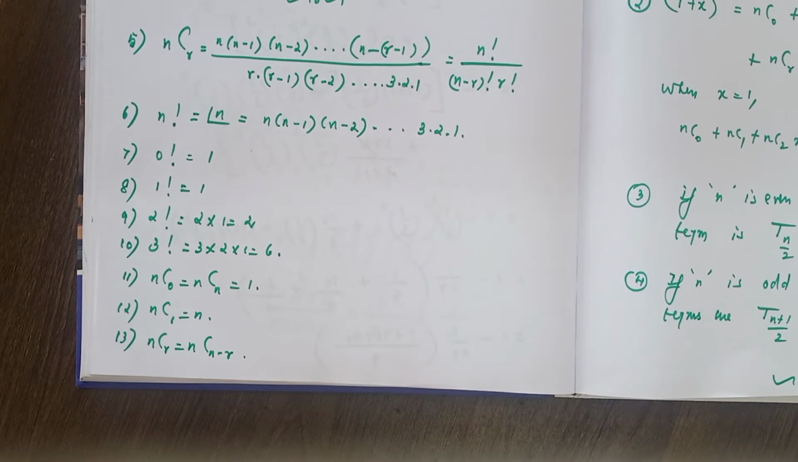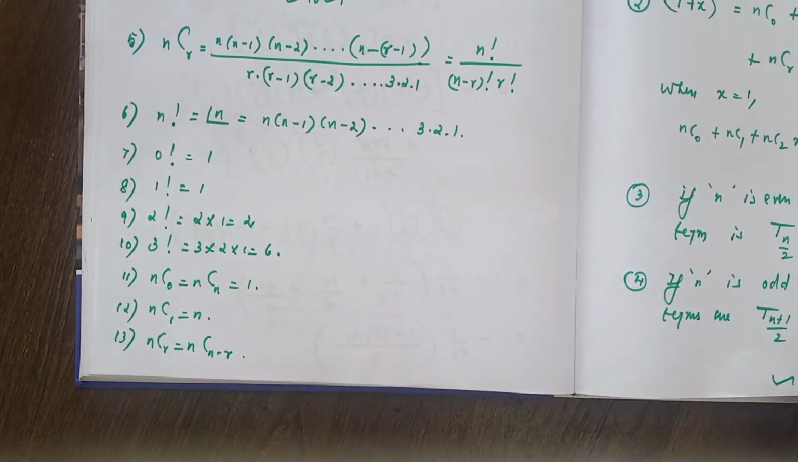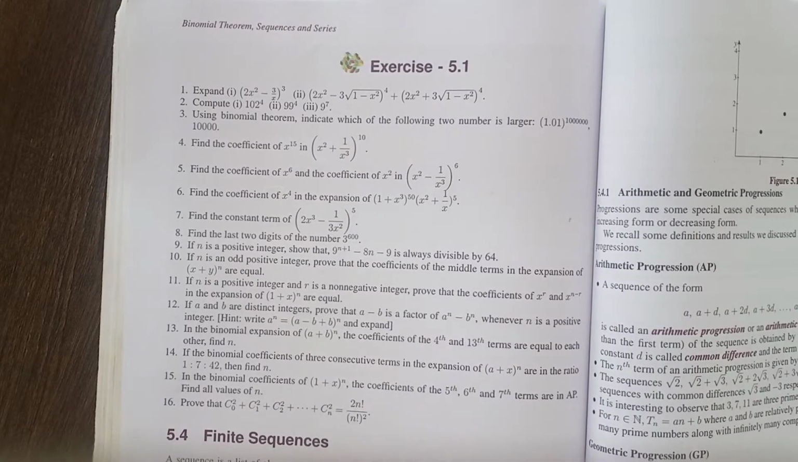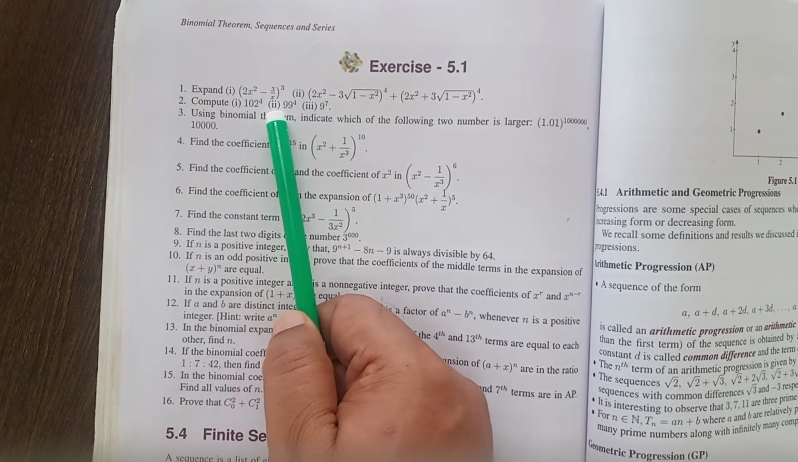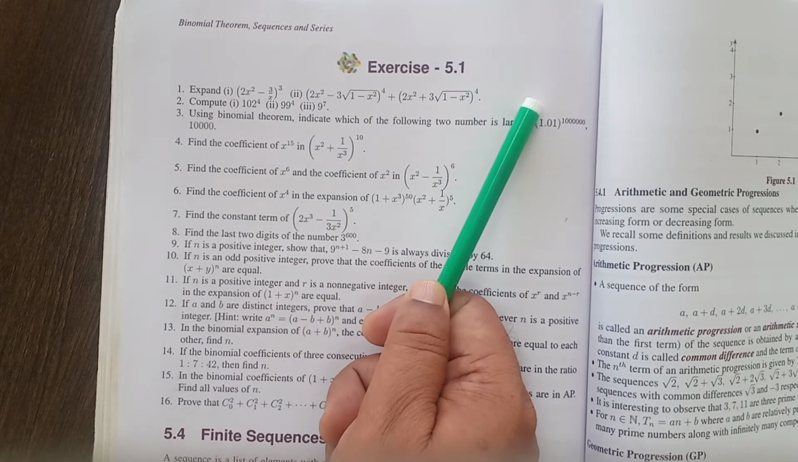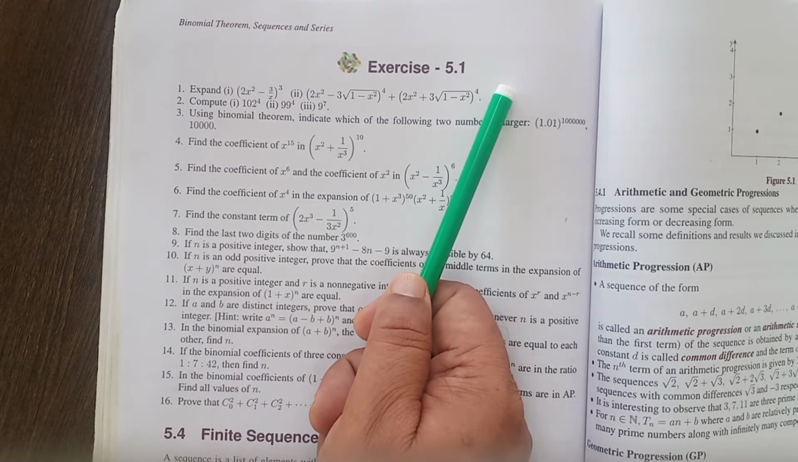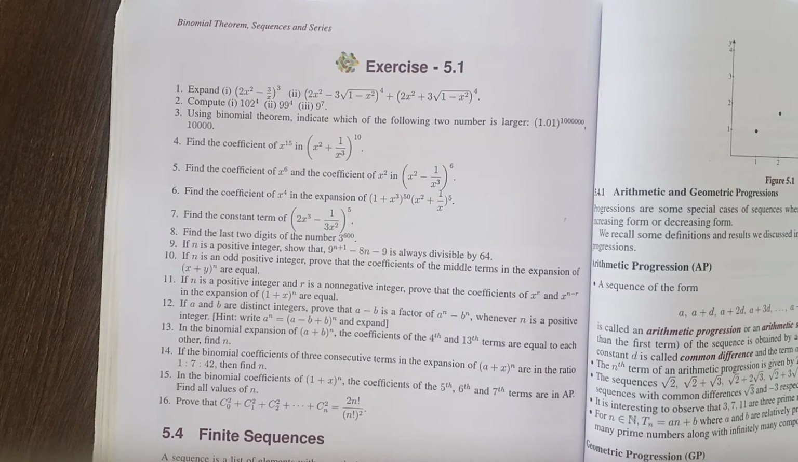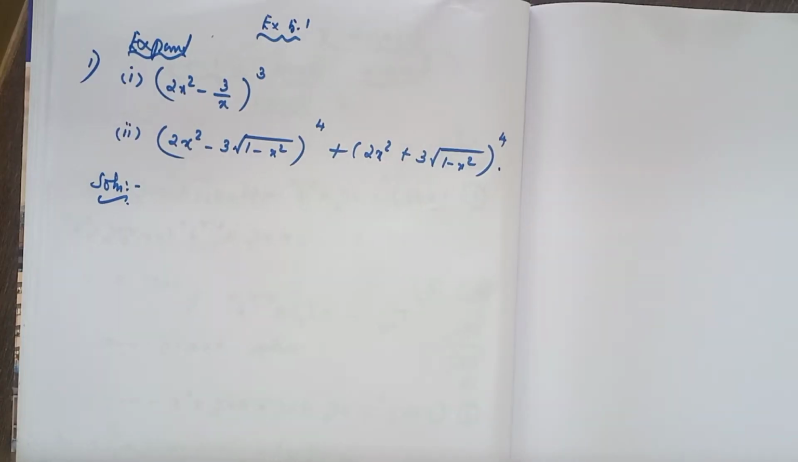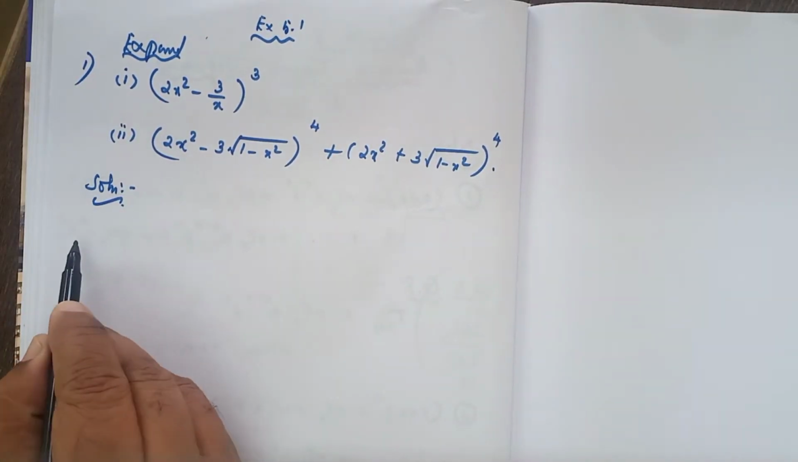Now we can get into the exercise, exercise 5.1. Expand, two subdivisions are there, we can do one by one. Now first subdivision, subdivision number 1.